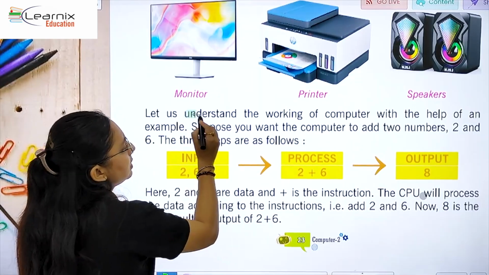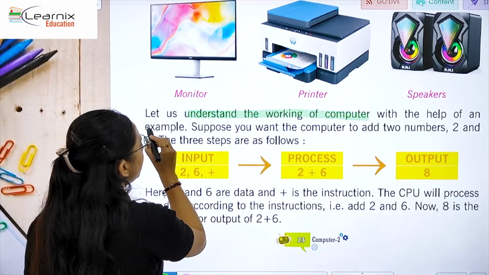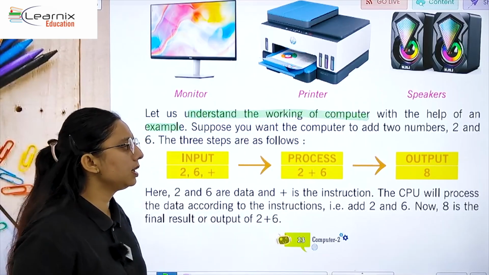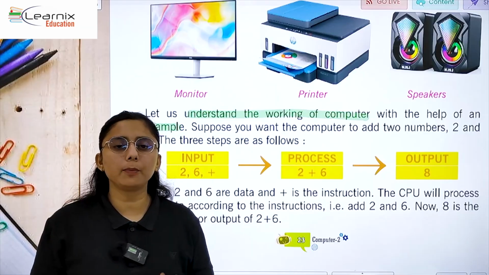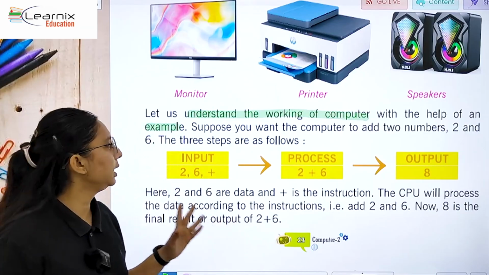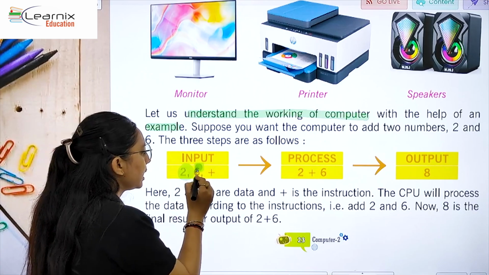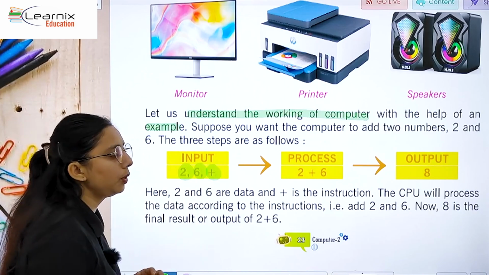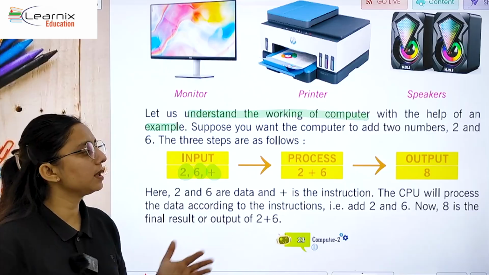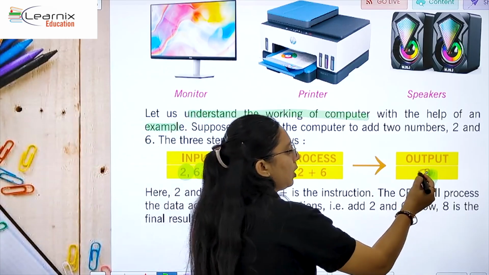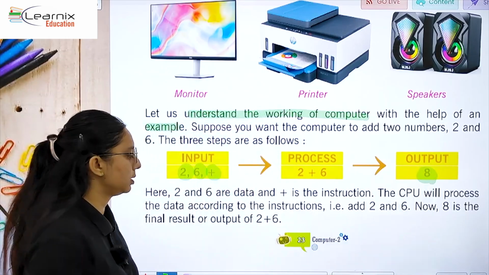Now, let us understand the working of a computer with the help of an example. Suppose you want the computer to add 2 numbers, 2 and 6. You will input: we give it 2, give it 6, and give the plus sign. Yes, that is the input. It will process 2 + 6, and the output will be 8. So 8 is your answer, that is the result.